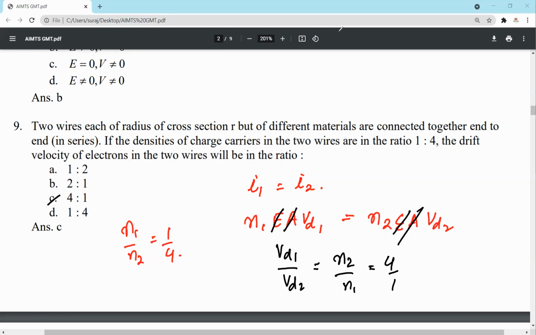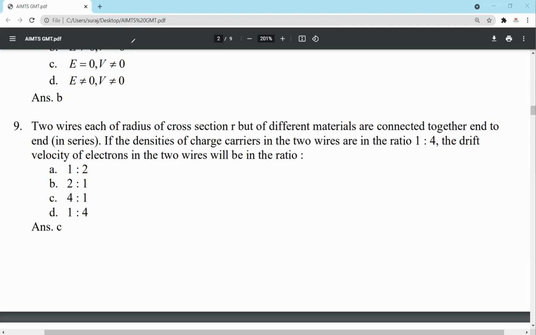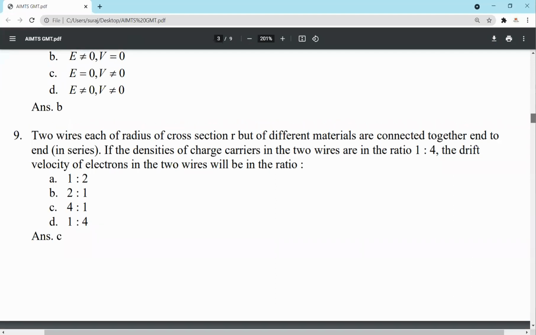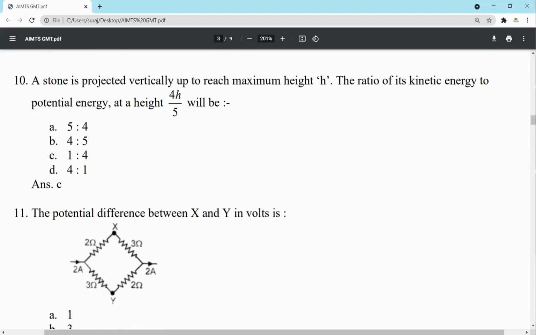Coming to question number 10. A stone is projected vertically up to reach maximum height h. The ratio of its kinetic energy to potential energy at the height 4h by 5 is what? Maximum height is given as h. What I want is the ratio of its kinetic energy to potential energy at a height 4h by 5. So how to solve this?